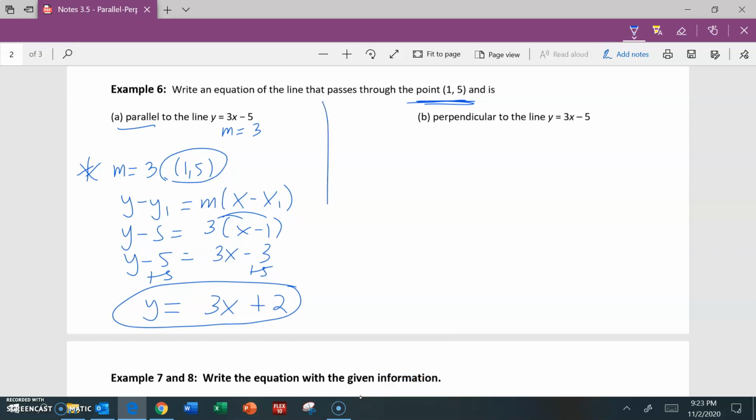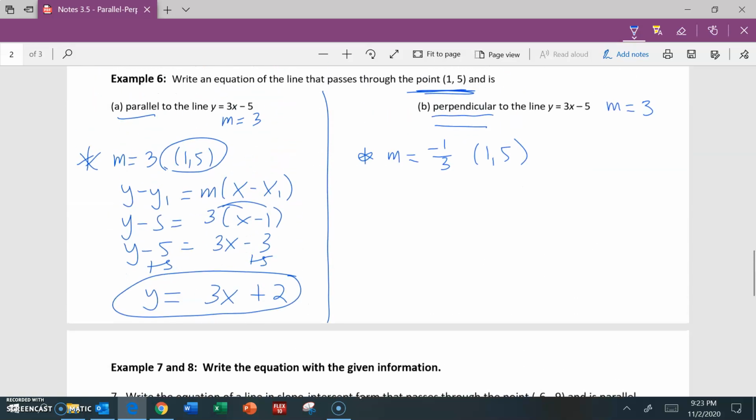Okay? All right, now we want our new line to go through 1, 5 again, but this time it's perpendicular. We know that this has a slope of 3. That did not change. But for our new equation, we need a slope that is the opposite reciprocal of 3, which is negative 1/3. And once again, it's going through that 1, 5. So once again, I'm going to use the point-slope formula.